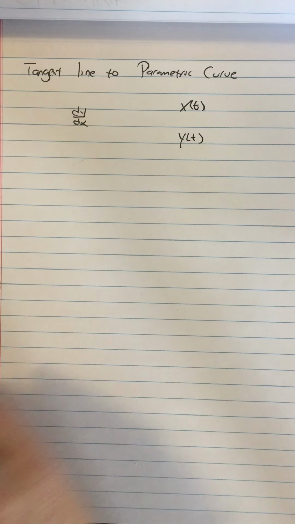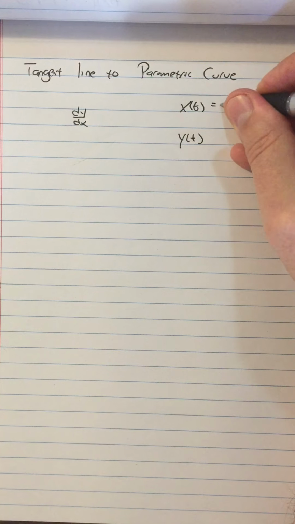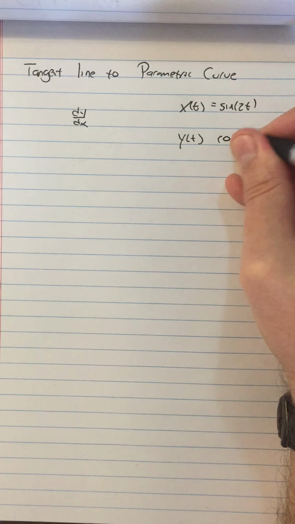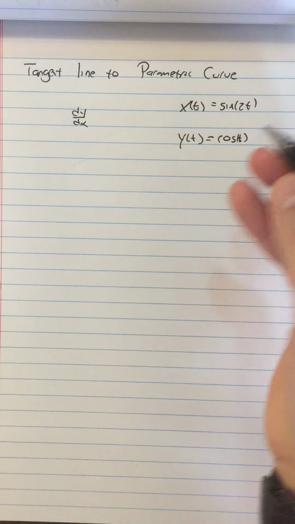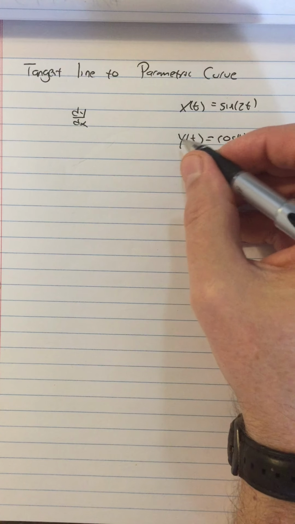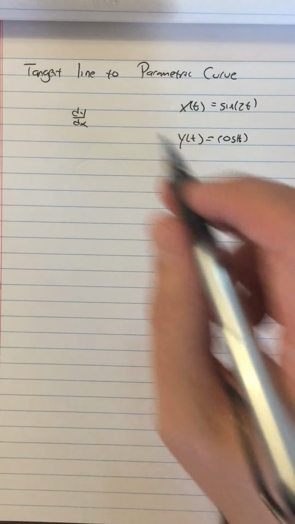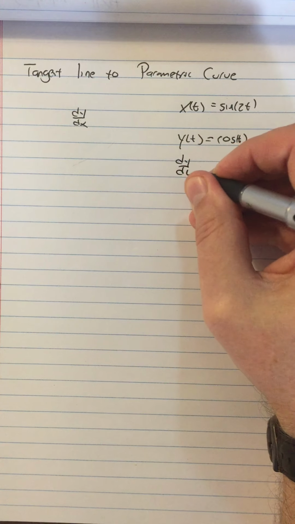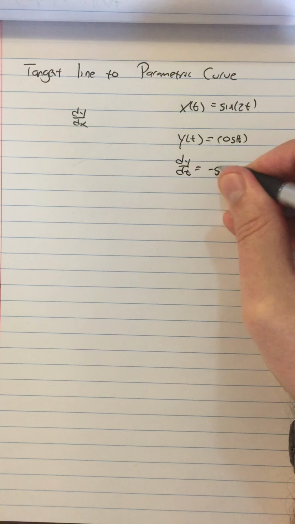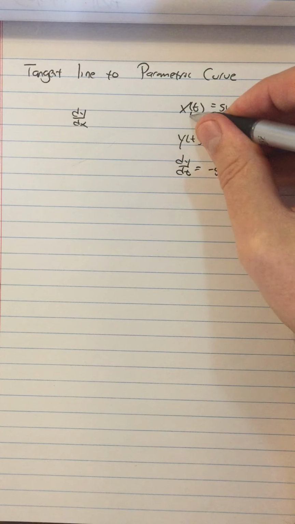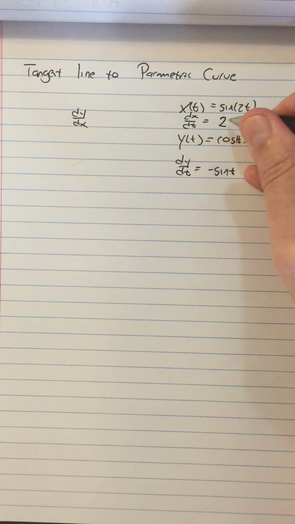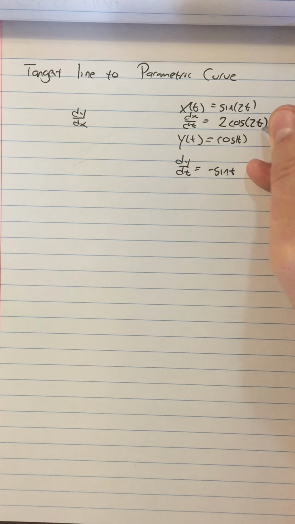Let's see, what do we have on this one? We had x(t) is sine of 2t, and we had y(t) is cosine of t. All right, so here's the problem, if I just do the derivatives of these, if I just do the derivative of y, for example, am I going to get dy/dx? I'm not. It's going to be dy/dt, which is going to be negative sine of t. All right, and it's dx/dt that's going to be equal to 2 cosine of 2t using the chain rule.